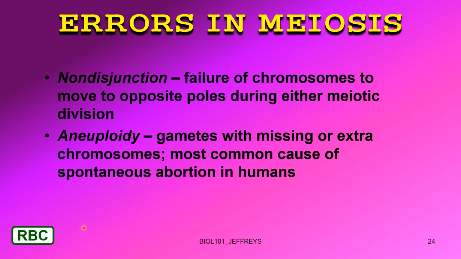And then there's aneuploidy, where gametes have missing or extra chromosomes. This occurs at the end of meiosis 2, where you end up with gametes and they may have missing or extra chromosomes.